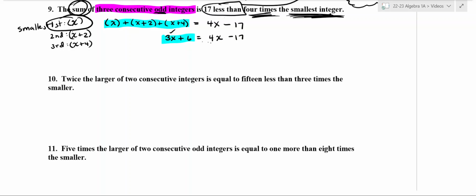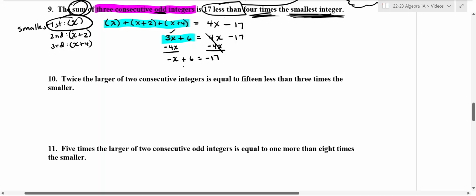Okay. And now I need to subtract 4x from both sides. All right, so 3x minus 4x is negative x plus 6 equals negative 17. Taking away 6 from both sides, right, we have negative x equals negative 23. Just verify.